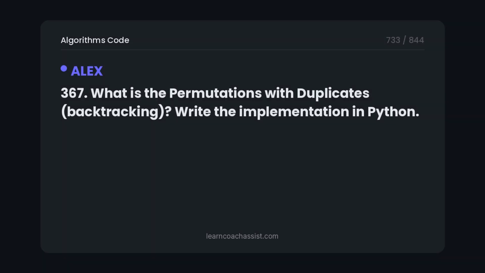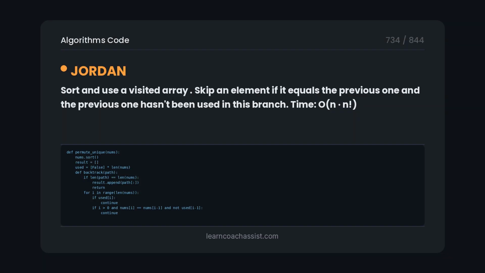367. What is the permutations with duplicates, backtracking? Write the implementation in Python. Sort and use a visited array. Skip an element if it equals the previous one and the previous one hasn't been used in this branch. Time O(n * n!).